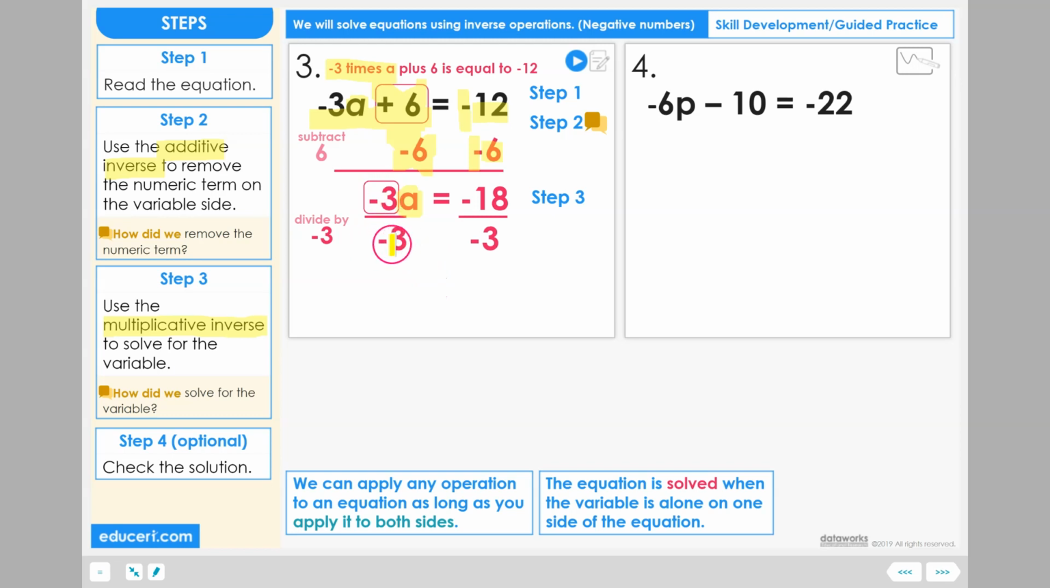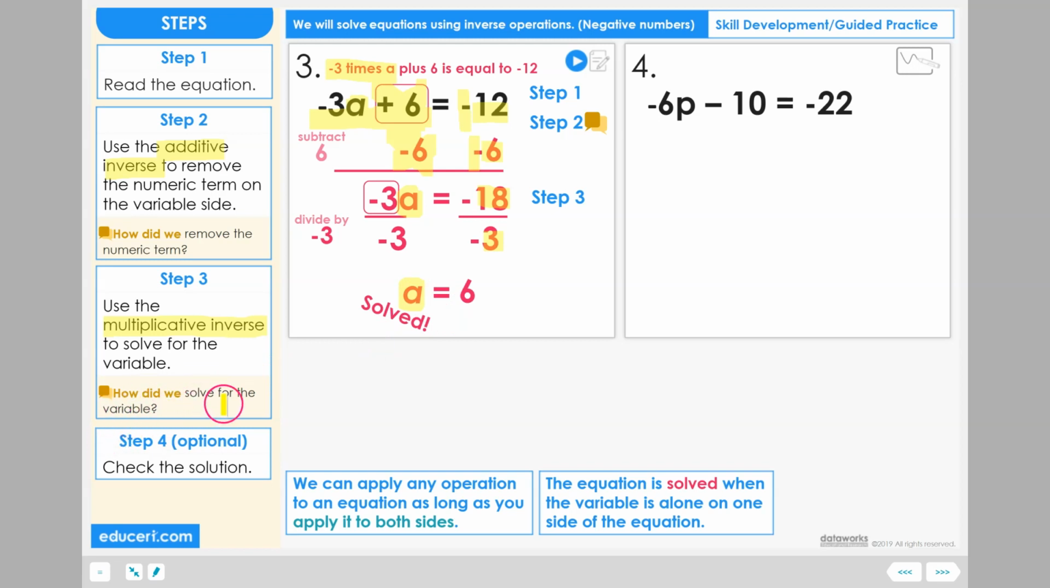Negative 3 divided by negative 3 equals a positive 1, so we will have our variable a all alone. On the other side, we are dividing a negative by a negative, so our result will be positive. 18 divided by 3 equals 6, so a equals a positive 6. And now our equation is solved because we have the variable all alone on one side of the equation.